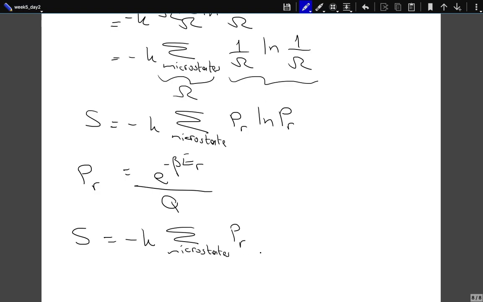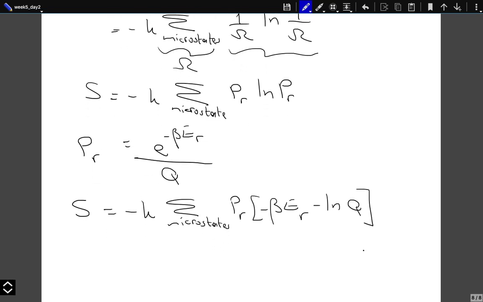Now, the logarithm of P_R is just minus beta E_R minus logarithm of Q. And keep in mind, the Q is independent of which microstate I am considering. It's already a sum over the microstates. This is equal to K times beta times the sum of E_R times P_R plus K times logarithm of Q times the sum of P_R.